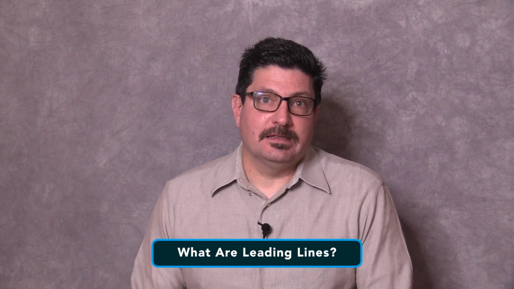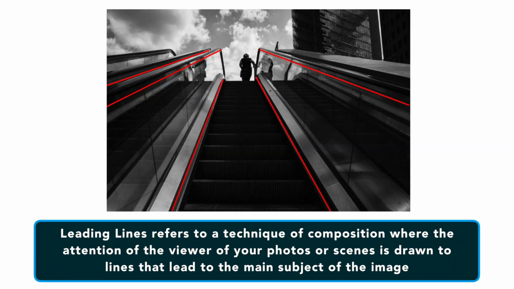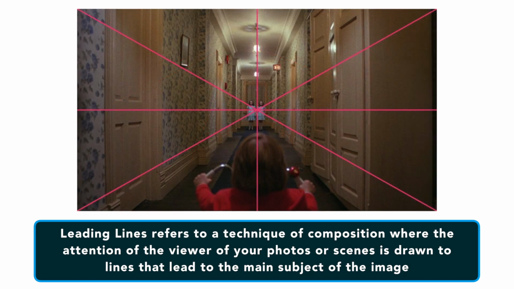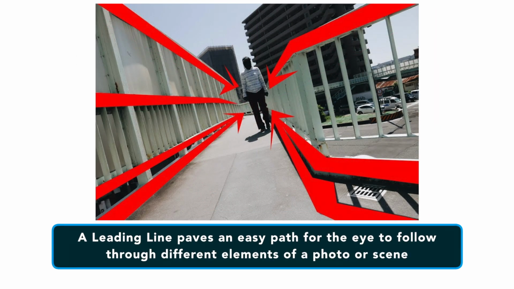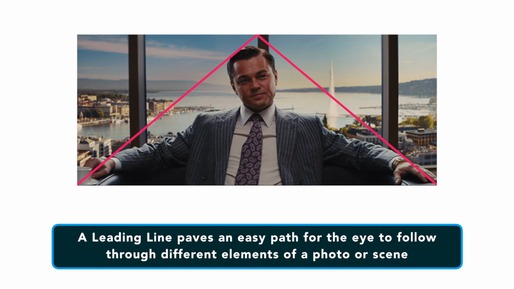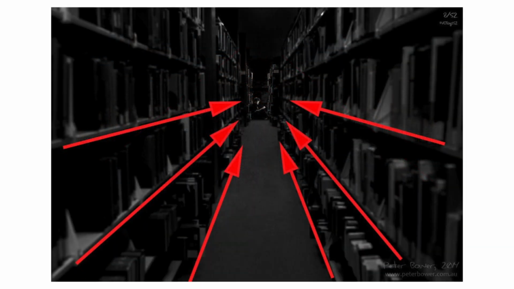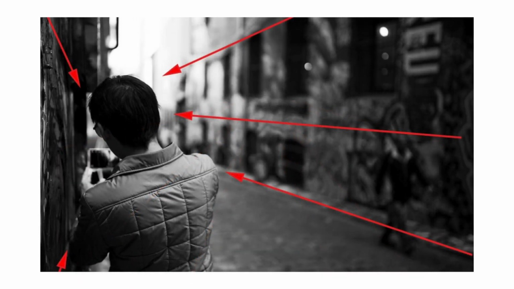So, what are leading lines? Leading lines refers to a technique of composition where the attention of the viewer of your photos or the scenes that you shoot is drawn to lines that lead to the main subject of the image or scene. A leading line paves an easy path for the eye to follow through different elements of a photo or the composition of the scene that you shoot. Usually, they start at the bottom of the frame and guide the eye upwards and inwards from the foreground of the image or scene to the background, typically leading toward the main subject.